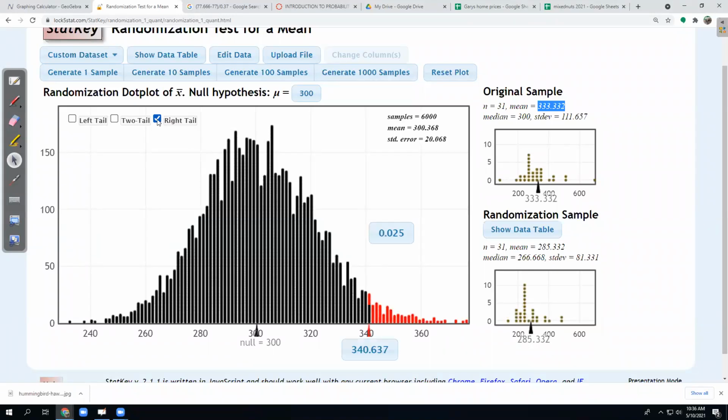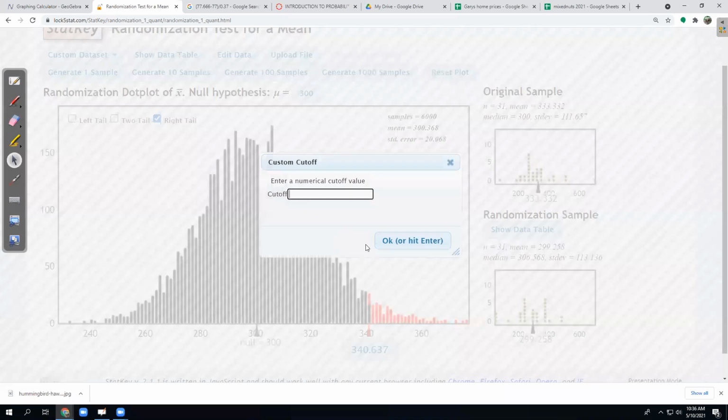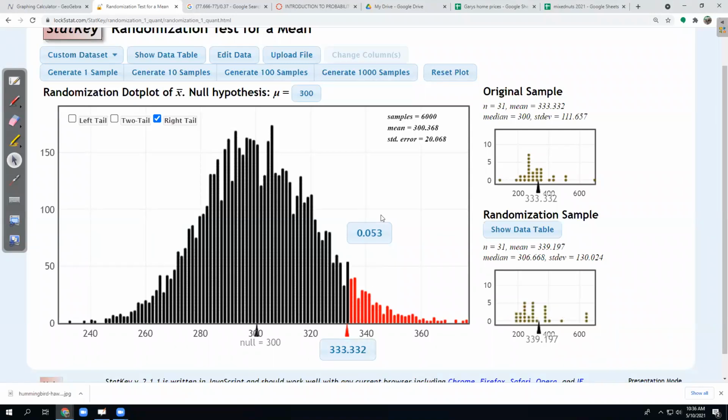So right tail, because that was my question, and because the sample data is higher, and then we plug in our 333,2, hit OK here. Oh, look at this time, I got a p-value of 0.05. So based on this sampling distribution, I would fail to reject on this one and possibly make a type 2 error. Interesting. So what is that p-value again?